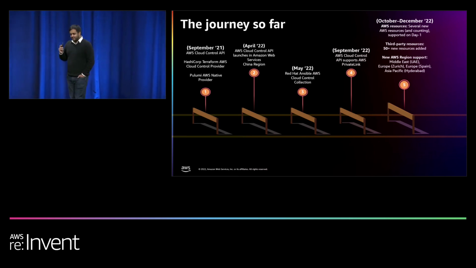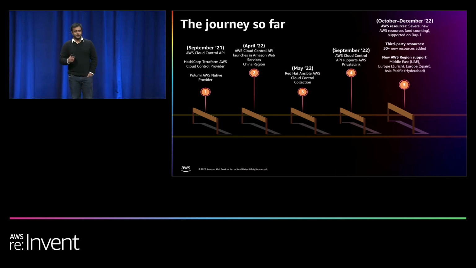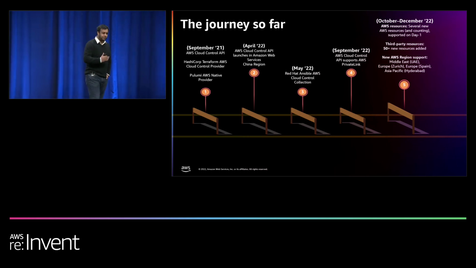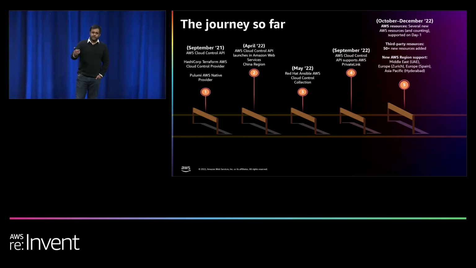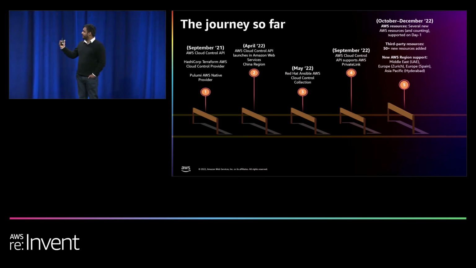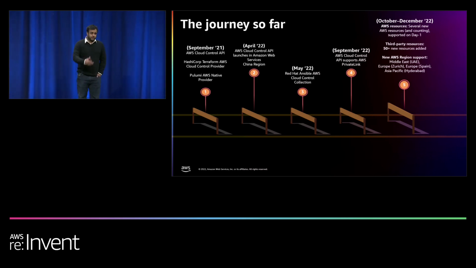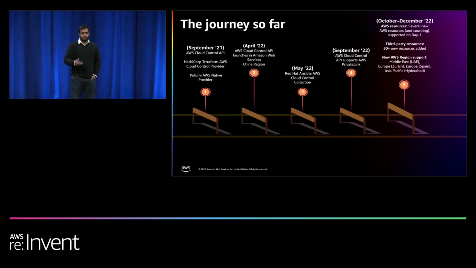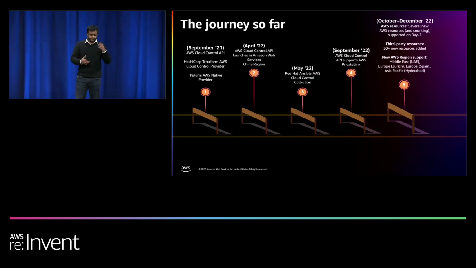So obviously, as I called out, several new AWS resources and counting have been supported on day one, including so many of them announced in this re:Invent, including the likes of AWS Lambda SnapStart, already available. You can start using it using Cloud Control API.